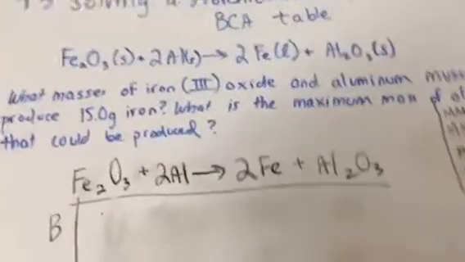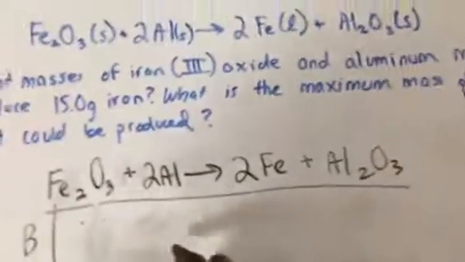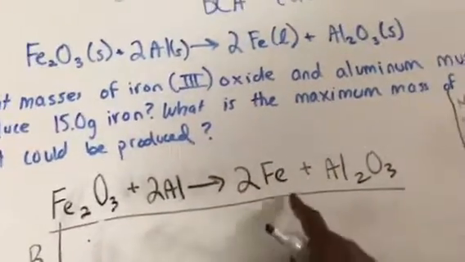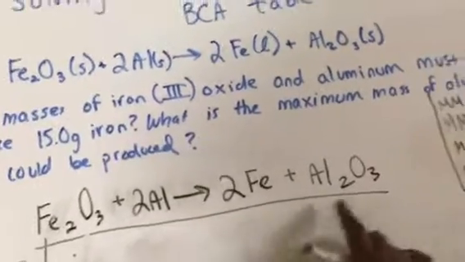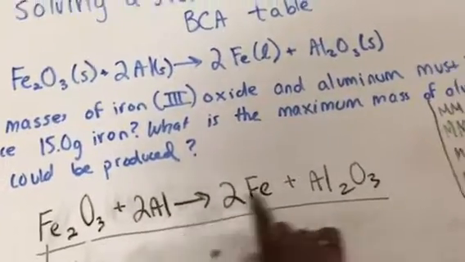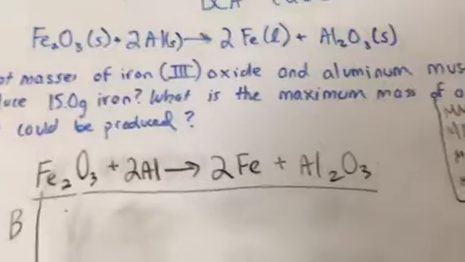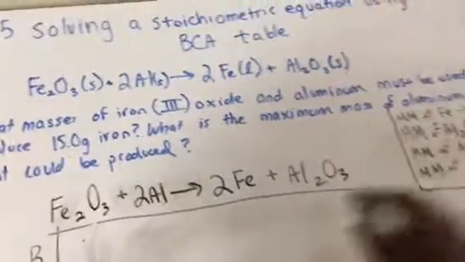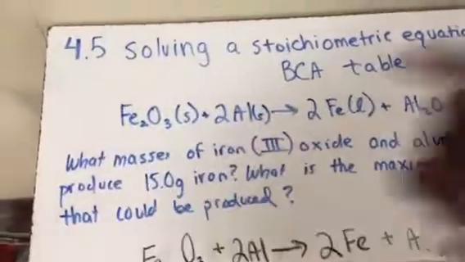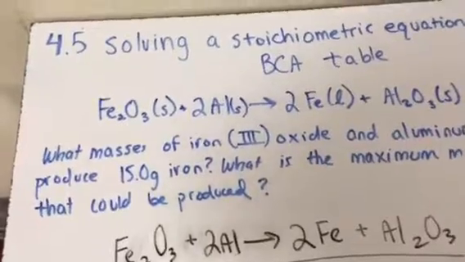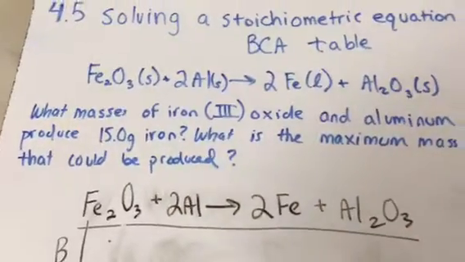Okay, to start us off, we have to check if our equation is balanced. So we have 2 irons here, 2 over here, 3 oxygens here, 2 aluminums here and here. Okay, so we can proceed with our BCA table. Notice how we have 15.0 grams of iron, but we can't put grams into our BCA table, so we have to convert that to moles.